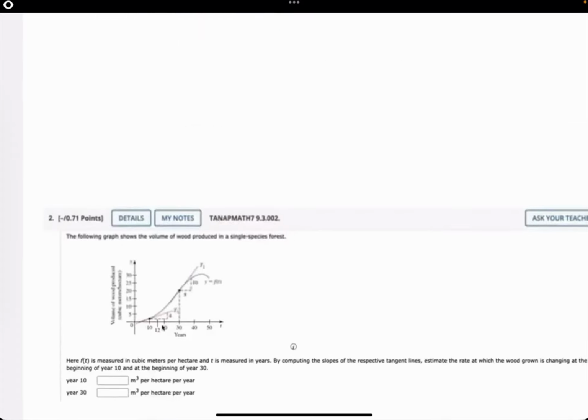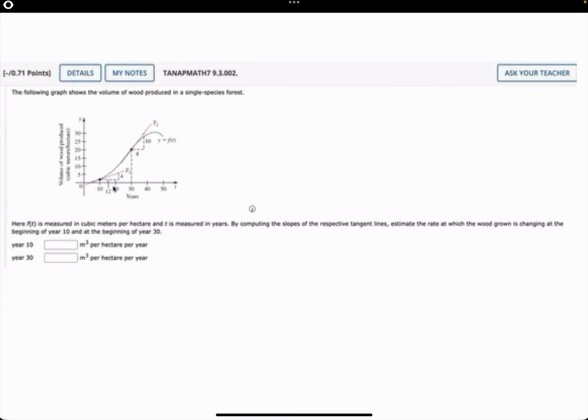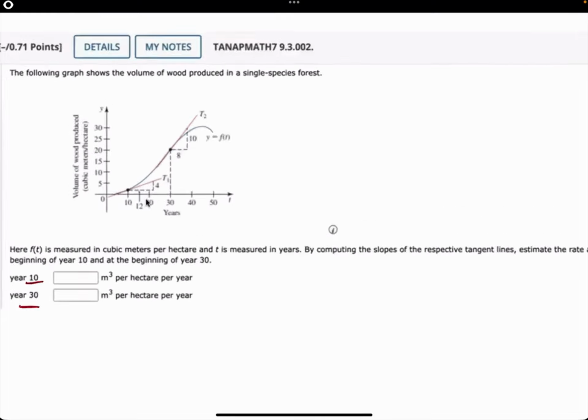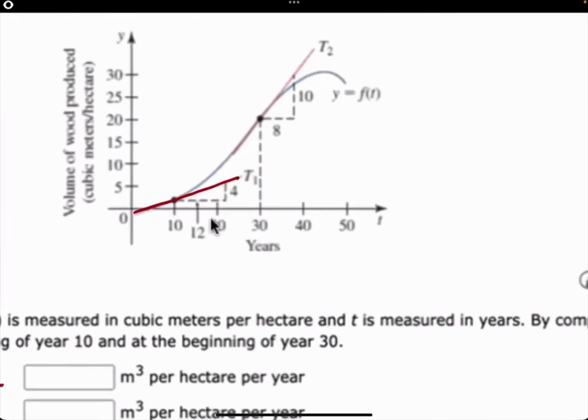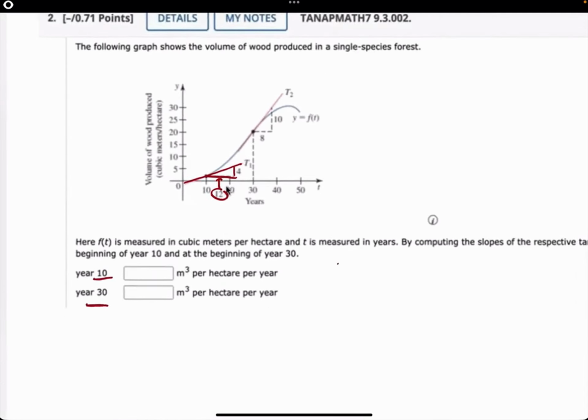All right, number 2. I'll skip a lot of the mumbo jumbo here. I'll skip a lot of the context because all they're asking us to do, once again, is find the slope of the tangent lines. T1, they give us a rise of 4, a run of 12. It's a little harder to understand, but they're giving us like an arrow pointing to that. So it's 4 over 12, which can be reduced to 1 over 3. So 1/3 for the first one.